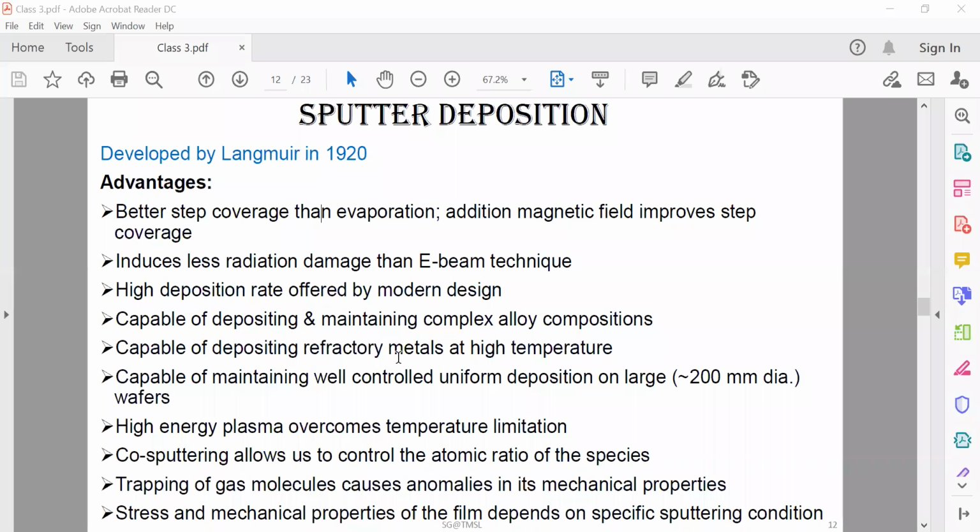Positive ions, why? Because they have higher mass. If you energize them, their impact will be more when they hit the surface. As a result, they dislodge some of the material from the target. That is the basic mechanism of sputtering.